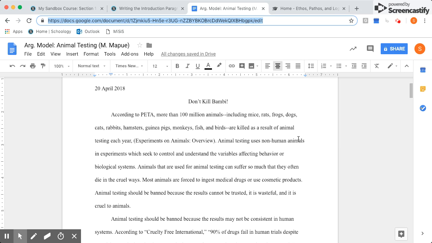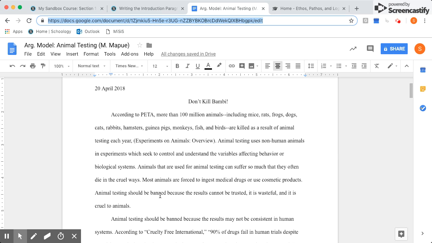Animal testing uses non-human animals in experiments which seek to control and understand the variables affecting behavior or biological systems. Animals that are used for animal testing can suffer so much they often die in cruel ways. Most animals are forced to ingest medical drugs or use cosmetic products. So this is, what is animal testing? What are the kind of logistics of it? What happens? Who's kind of involved?